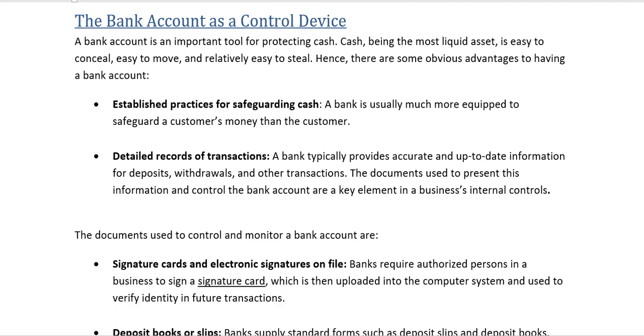Next, we have detailed records of transactions. A bank typically provides accurate and up-to-date information for deposits, withdrawals, and other transactions. The documents used to present this information and control a bank account are a key element in a business's internal controls.